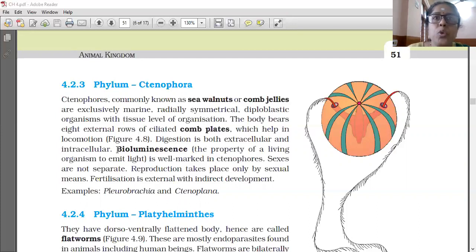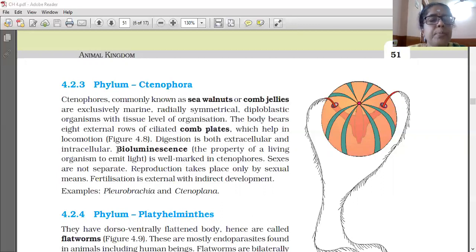Bioluminescence. What is meant by luminescence? Shining. Bio means a living organism, so it is a living organism that is shining. The property of a living organism to emit light, like a firefly, as you know, is well marked in ctenophores only.